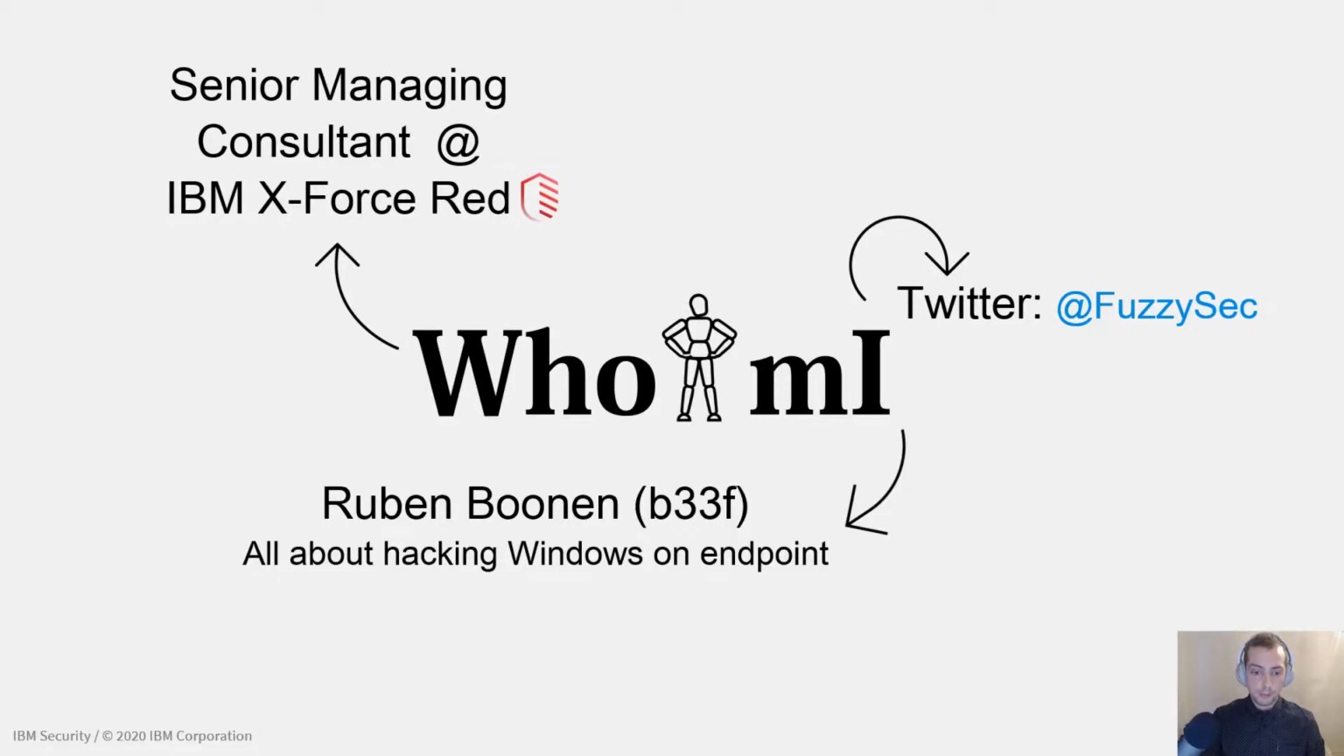So a little bit about me. My name is Ruben, also known as Beef sometimes. I'm all about hacking Windows on endpoint. That's what I love to do. That's where I spend most of my time. I'm a senior managing consultant on IBM's X-Force Red, and my team specifically is the adversary simulation team.